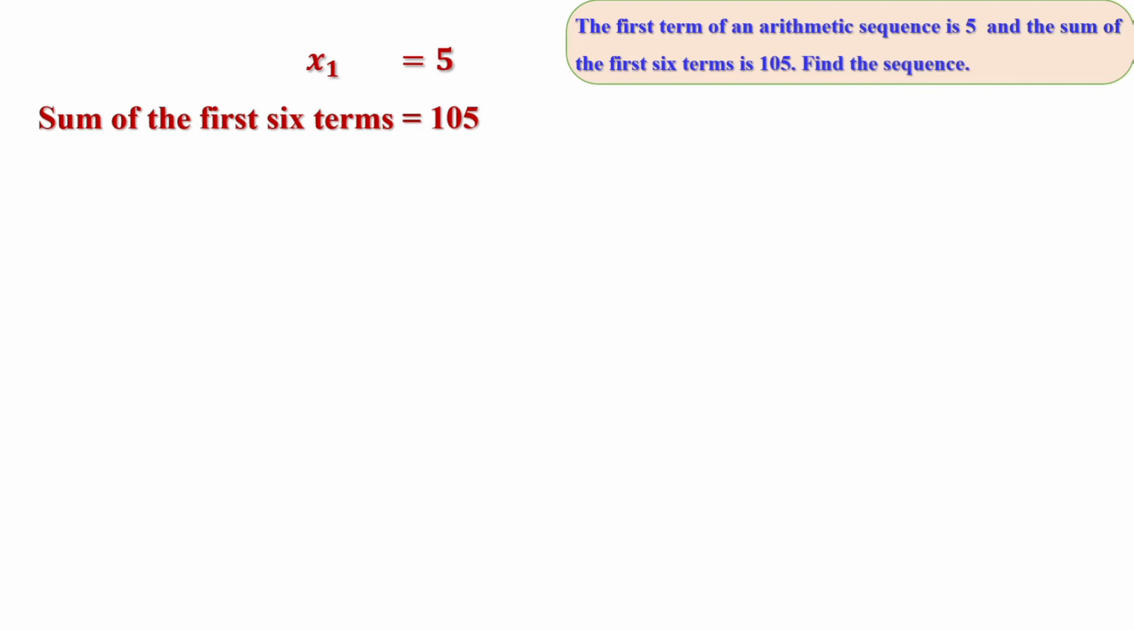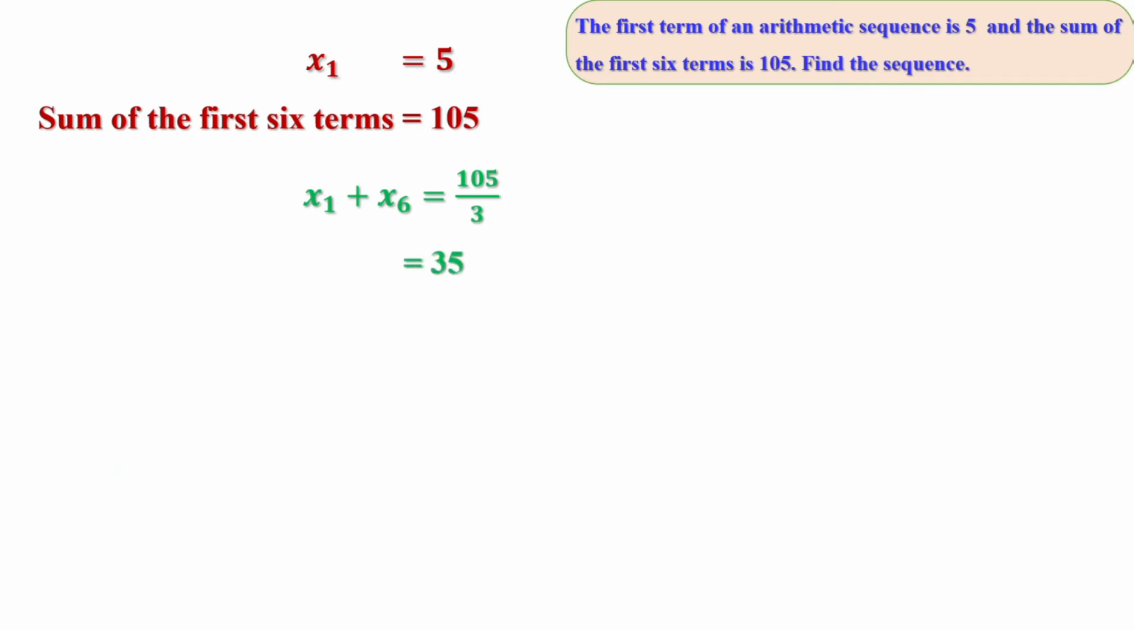When we take 6 terms, we can make 3 pairs. First term plus 6th term, second term plus 5th term, third term plus 4th term. All these sums are equal because their position sums are equal. Here first term is given. Let me take first term plus 6th term. Since there are 3 pairs, the sum of each pair is equal to 105 divided by 3. That is equal to 35.